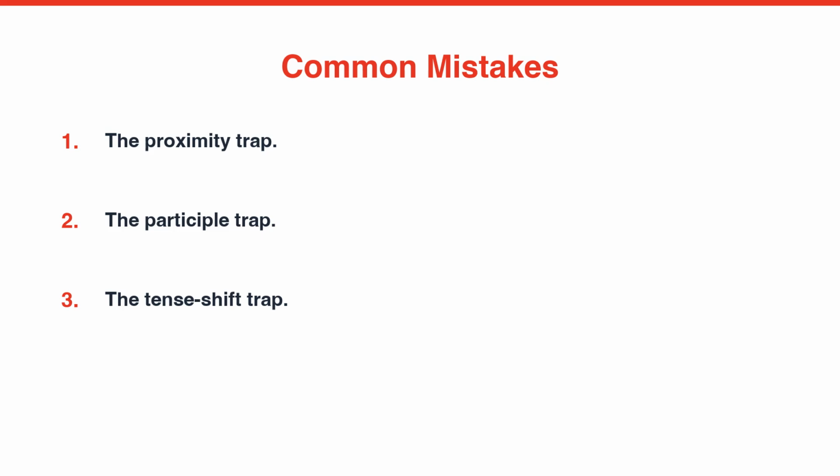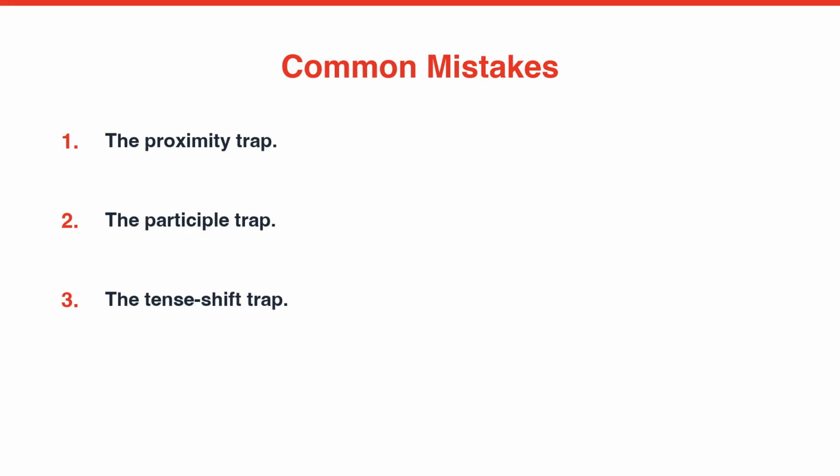1. The proximity trap. A plural noun sits right next to the blank, but it's not the subject. The leader of the volunteers exhausted. The subject is leader, singular, not volunteers, plural. 2. The participle trap. A word ending in ing looks like a verb, but isn't one. The team discovering new species is a fragment. Discovering isn't a finite verb, you need discovered or has discovered.